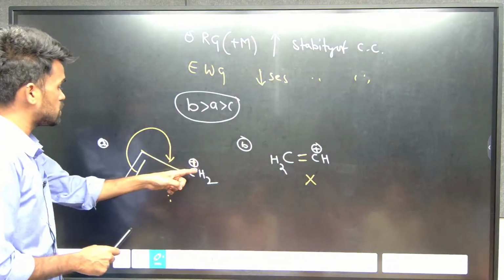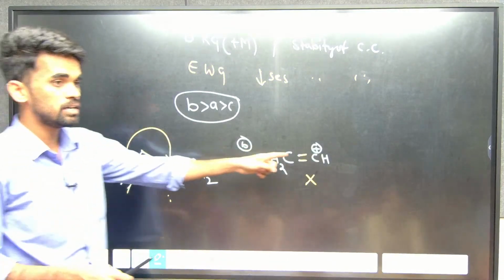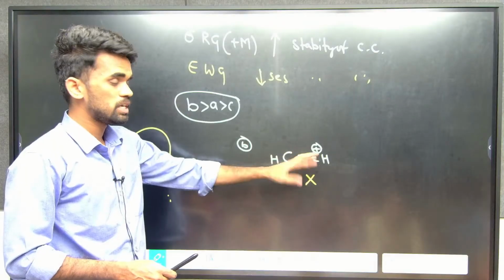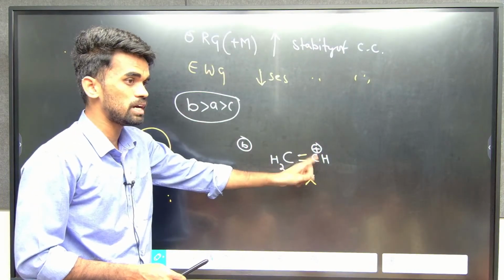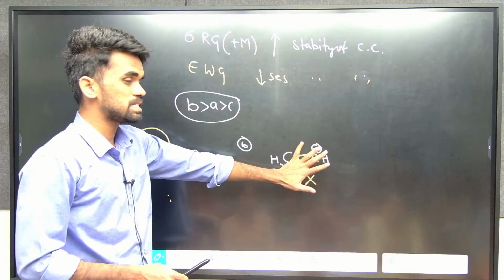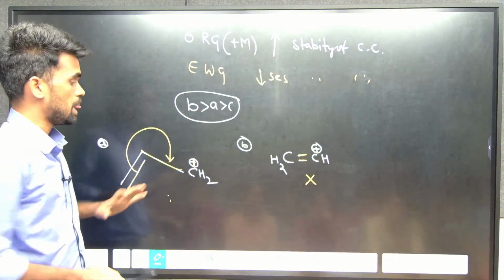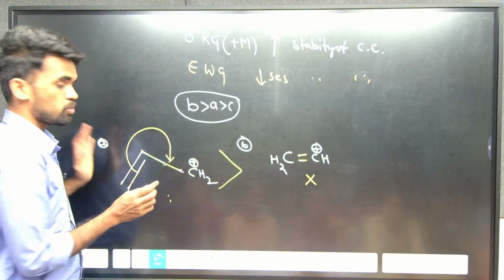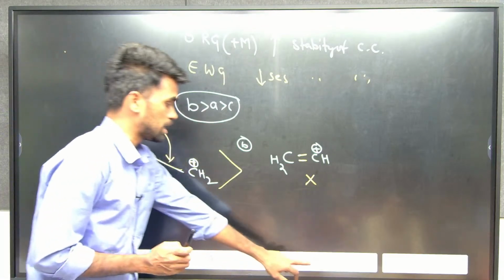So now this charge is shared between these three atoms. But here, there is no conjugation. If there is no conjugation, that positive charge is present only on this carbon. So it means this is less stable and this is more stable. Okay? So out of these, this carbocation is more stable. Now listen here clearly.